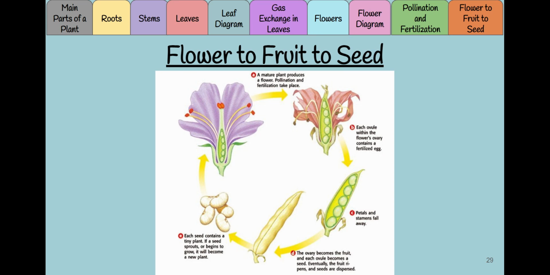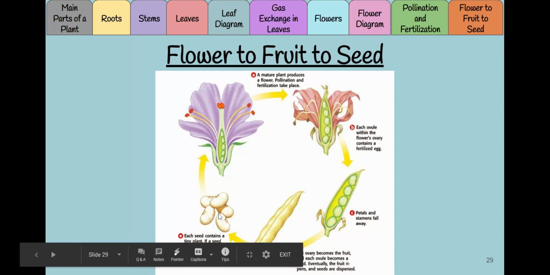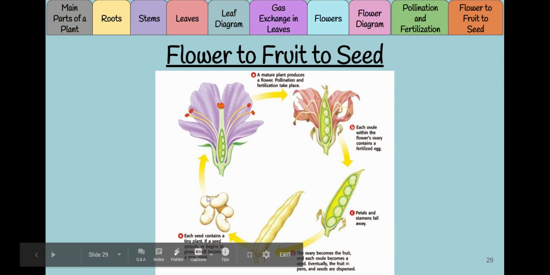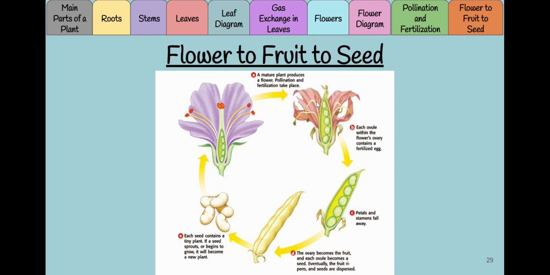So how does a flower to fruit to seed, how does this whole cycle work? Well, it starts out here as a seed. And as you go from seed, the plant grows and develops and gets flowers. Well, those flowers will then produce and pollinate, and that's going to be able to create that fertilization. And each ovule within the flower's ovary contains a fertilized egg.